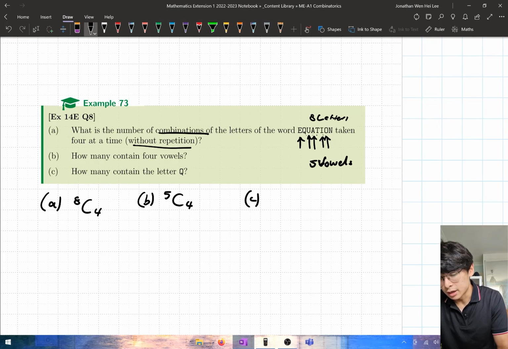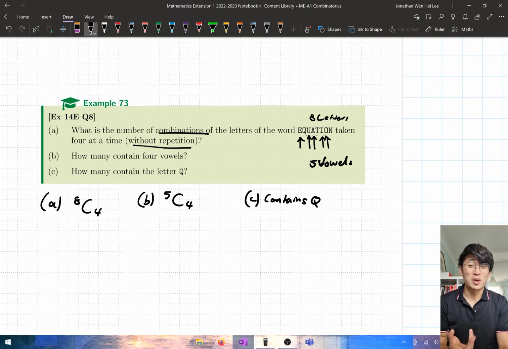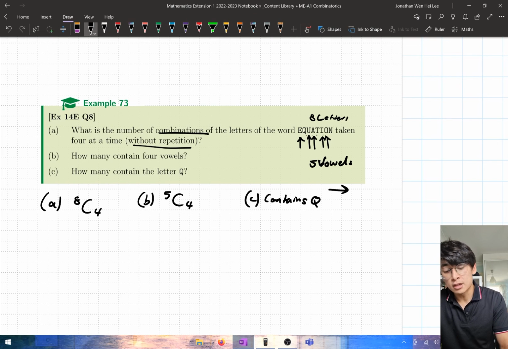Okay, the last one, part C. Must contain letter Q. So contains Q. This is very much the same as those questions where we did include something. So if we include Q, what does that mean to my number? What does that mean to N? And what does that mean to R?